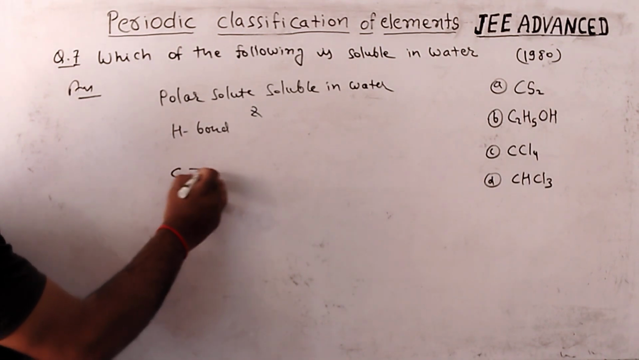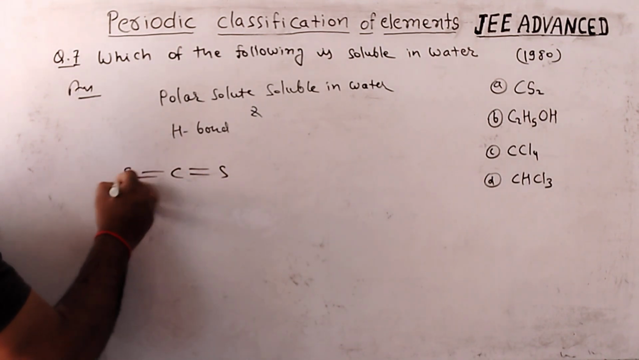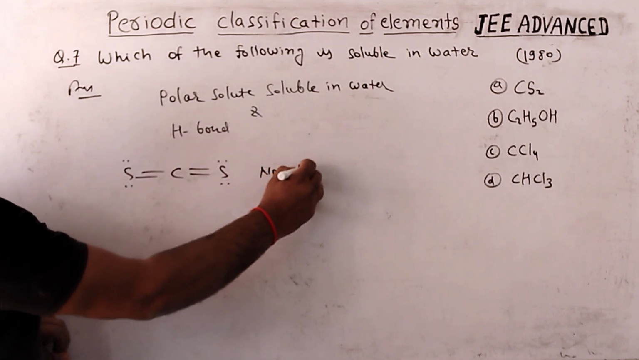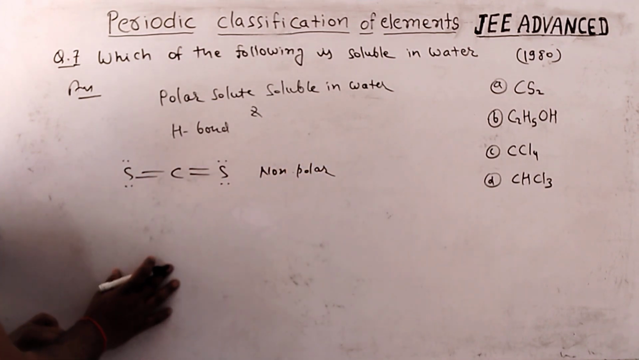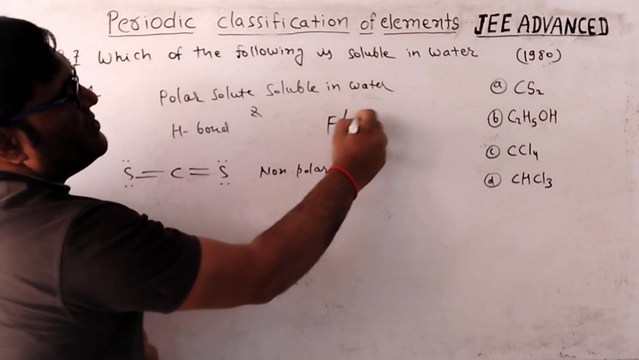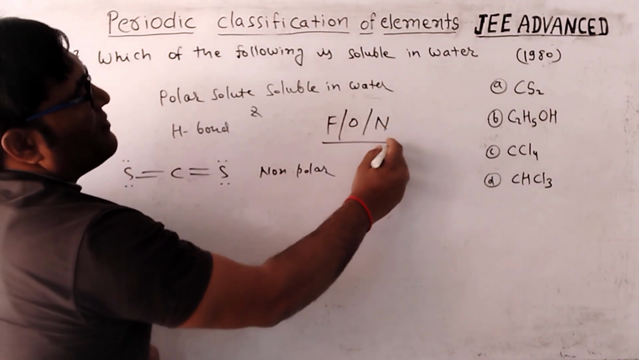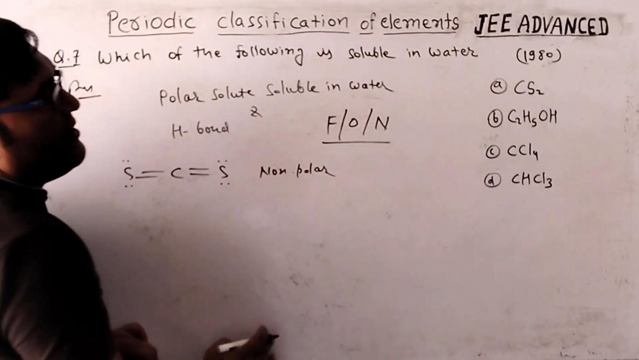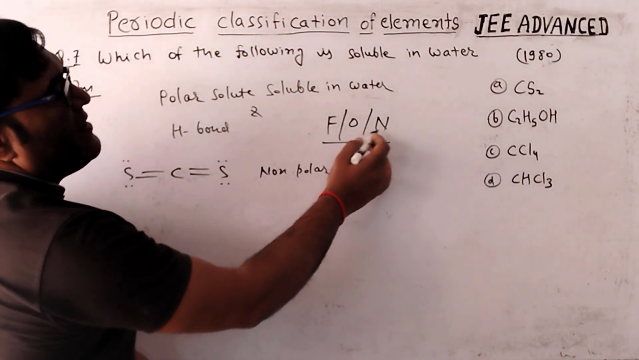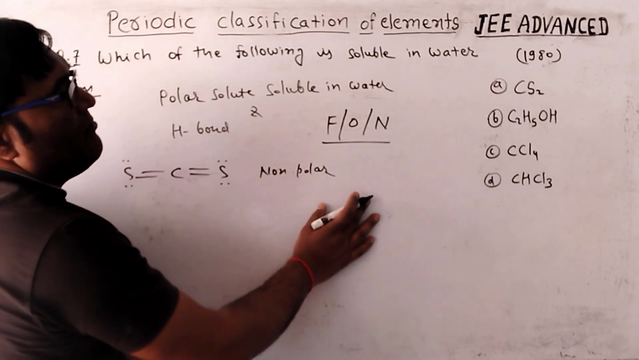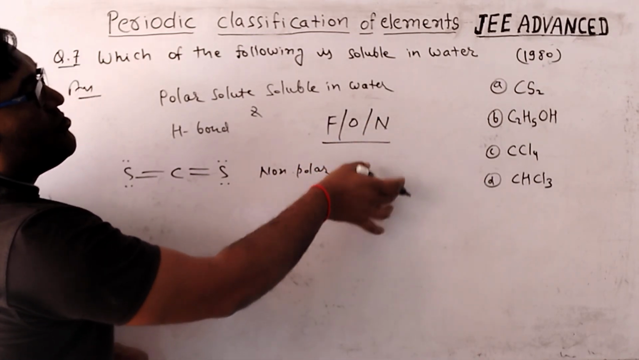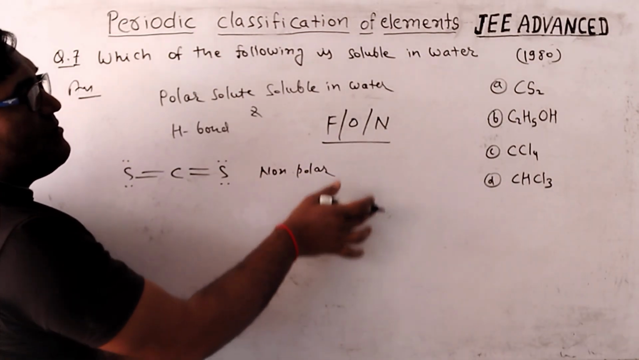Option A is CH2. CH2 is non-polar. After that, we can apply the formula: fluorine, oxygen, and nitrogen are H bond makers. In any molecule, if fluorine, oxygen, or nitrogen is present in a hetero molecule, then the molecule may be soluble in water, mostly soluble in water.